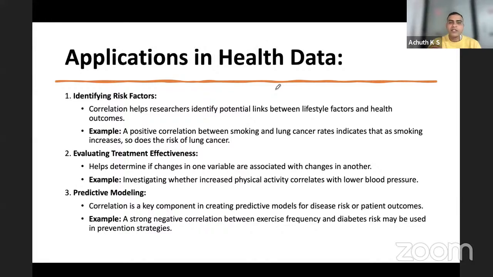Effectiveness: investigating whether increased physical activity correlates with blood pressure. Increase the physical activity, there might be a reduction in blood pressure. You might give some drug, then check the blood pressure. Give the drug, then check the blood glucose. It also helps in predictive modeling, like a strong negative correlation between exercise frequency and diabetes risk. This is one of the examples which can be used in predictive modeling.